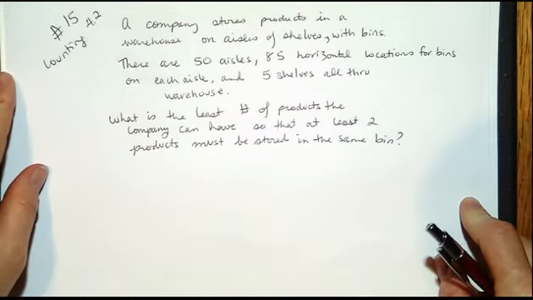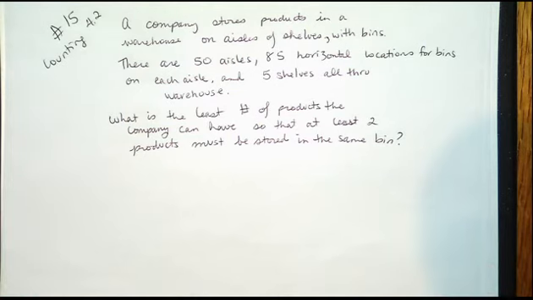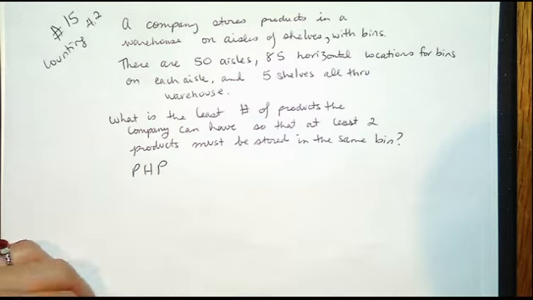Okay, here's another one. A company has products in a warehouse on aisles of shelves with bins on the shelves. There's 50 aisles, 85 horizontal locations for bins on each aisle, and 5 shelves all through the warehouse. What's the least number of products the company can have so that at least 2 products must be stored in the same bin? What kind of problem is that? Pigeonhole, because we say least number and some things have the same something. So it must be a pigeonhole problem. That's your first thing, to figure out if it is one or not.